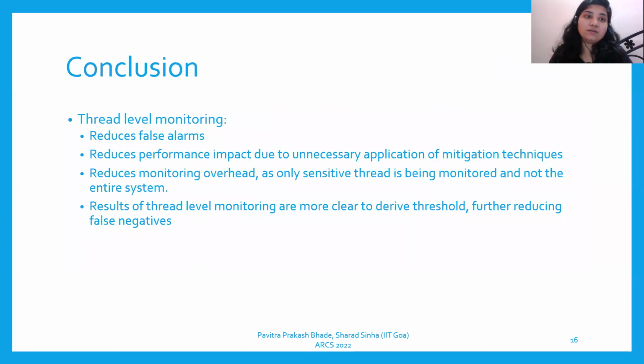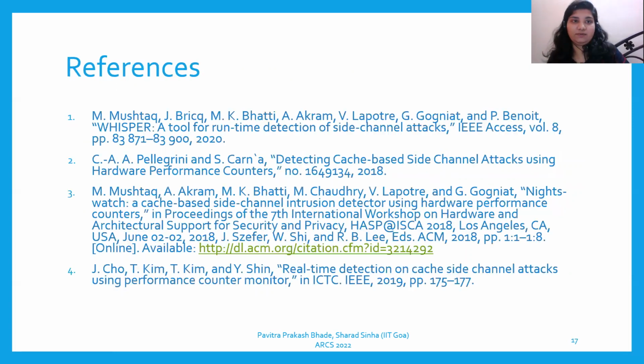This is the conclusion: thread level monitoring reduces the false alarms, reduces the performance impact due to unnecessary application of mitigation techniques, and reduces the monitoring overhead also, because only the sensitive thread is being monitored. It is also very clear to derive the threshold, hence reducing false negatives.